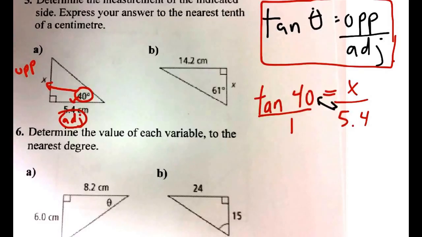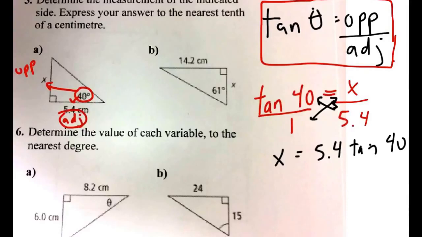the two that we know the answers for, so the tan 40 and the 5.4 we know, and then we're going to divide by the one that's with the x. So in this case we'd have x times 1, which is x. That's going to equal 5.4 times tan 40. Okay, and you can write it like that. We could put a dot in there to show times. You could use brackets. It doesn't really matter how you write it.